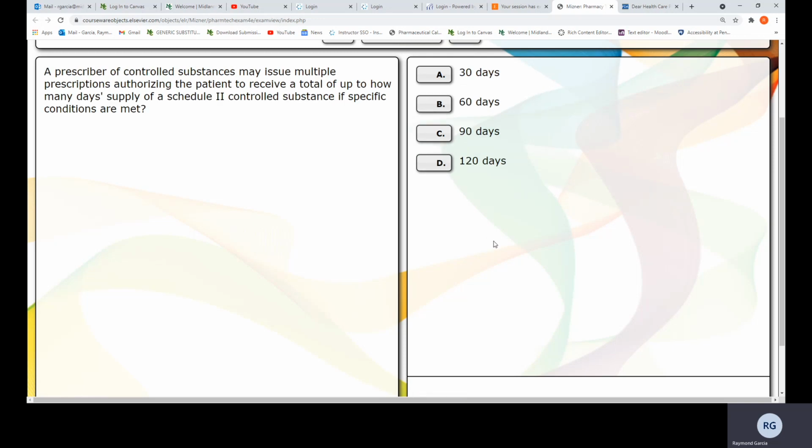A prescriber of controlled substances may issue multiple prescriptions, authorizing the patient to receive a total of up to how many days' supply of a Schedule II controlled substance if specific conditions are met? 30, 60, 90, or 100?